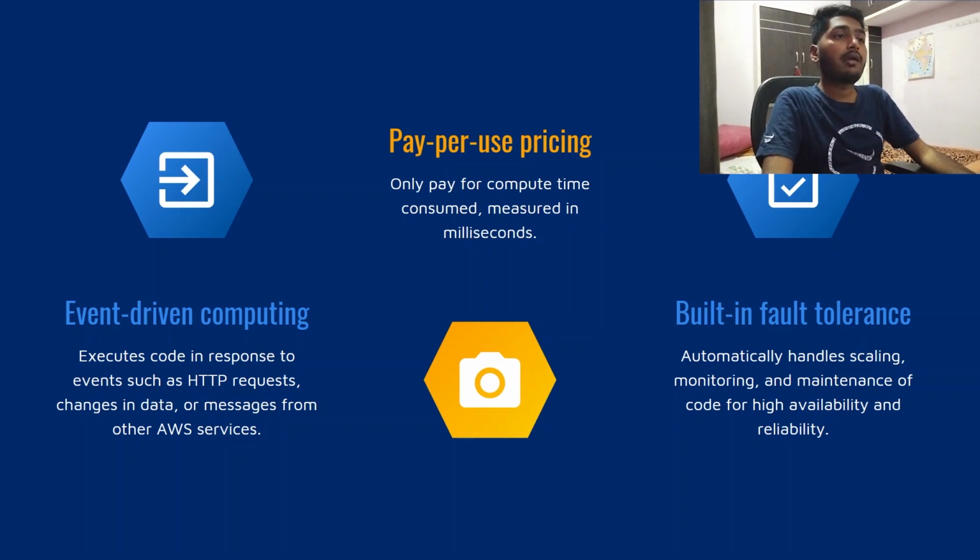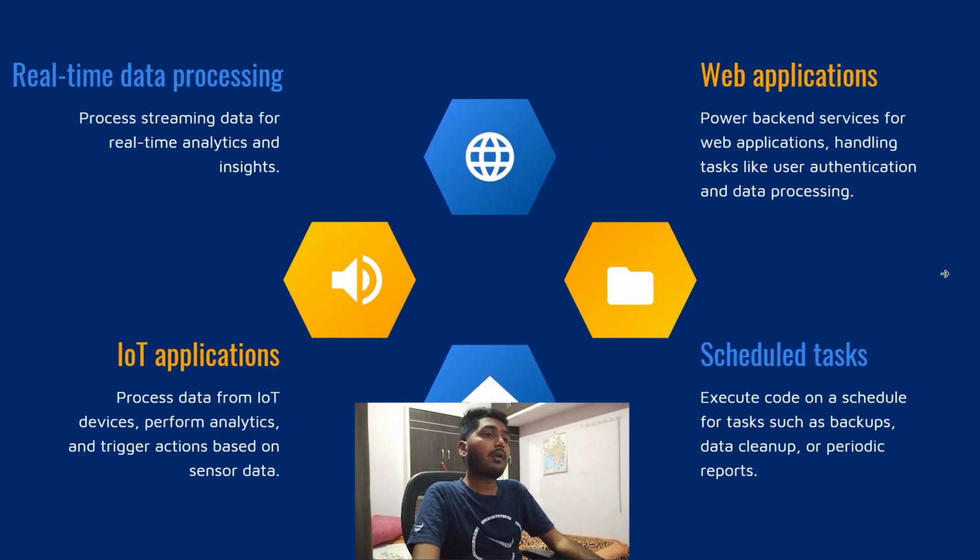Finally, let's explore some use cases of AWS Lambda. Lambda can be used for a wide range of applications, including real-time data processing, web applications, IoT applications, and scheduled tasks. So let's discuss real-time data processing in brief. Lambda can process streaming data from sources like Amazon Kinesis or Amazon DynamoDB, enabling real-time analytics and insights.